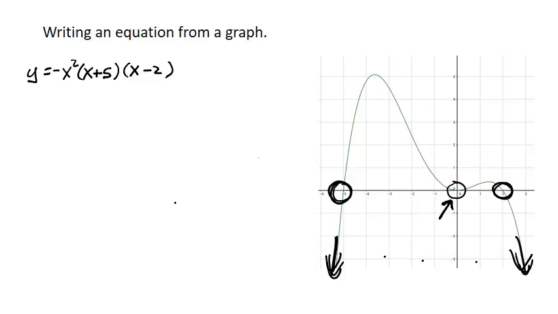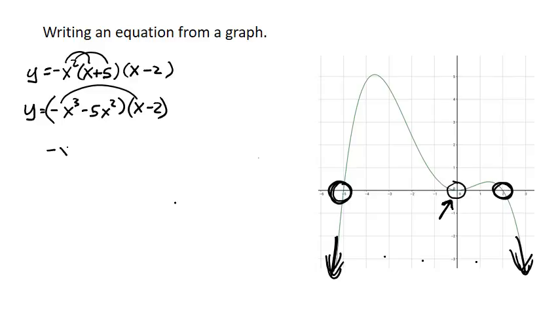So with that said, we can now work through the process of distributing here. So negative x squared into x plus 5 gives me negative x to the third minus 5x squared. So that's distributed into that first term. And then we have to multiply that by x minus 2. So negative x to the third times x is negative x to the fourth. There's our negative up front and an even exponent that gives us the end behavior of down, down.